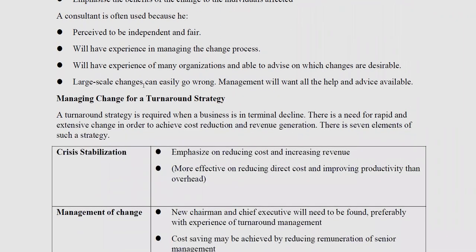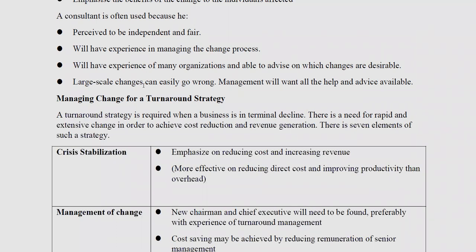Now, we use a consultant because mostly he is perceived to be independent and fair. He will have experience in managing the change process, and he will have experience of many organizations and be able to advise on which changes would be desirable for us. Large-scale changes can easily go wrong, so management would want all the help and advice that is available.